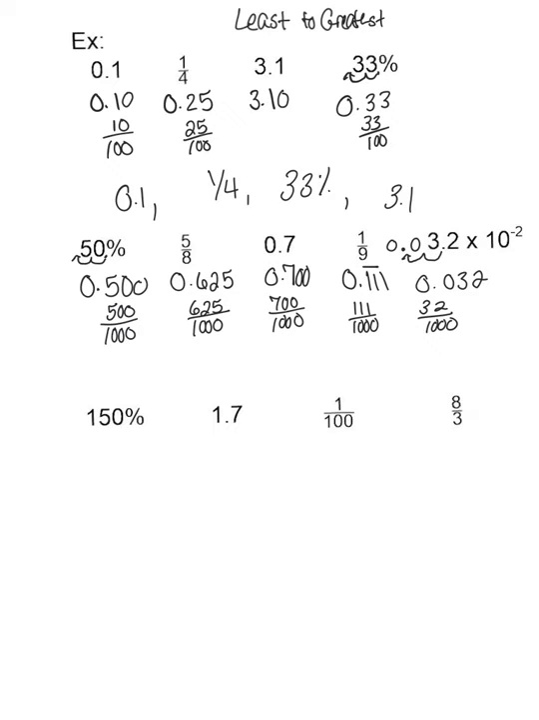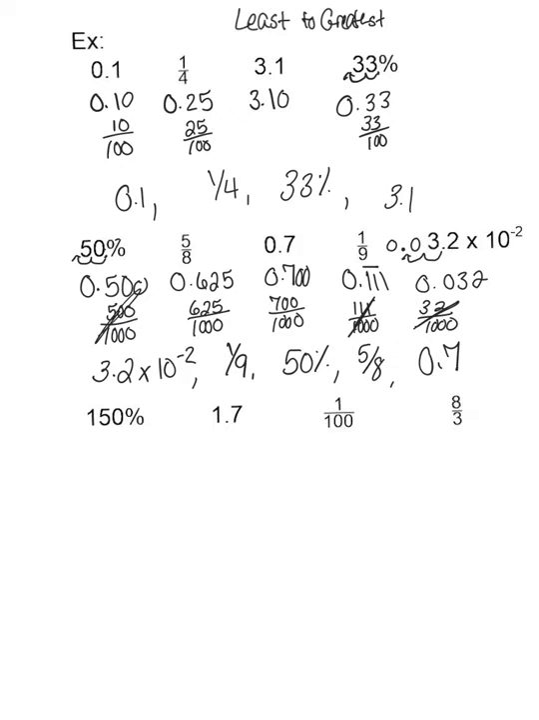Okay, and I'm ordering the original numbers. So my smallest is this 32 thousandths, which was 3.2 times 10 to the negative 2 power. My next smallest is this 111 thousandths, which was the 1/9. Then was my 500 thousandths, which was that 50%. Then my 625 thousandths, and that was the 5/8. And then my last one was the 7/10.